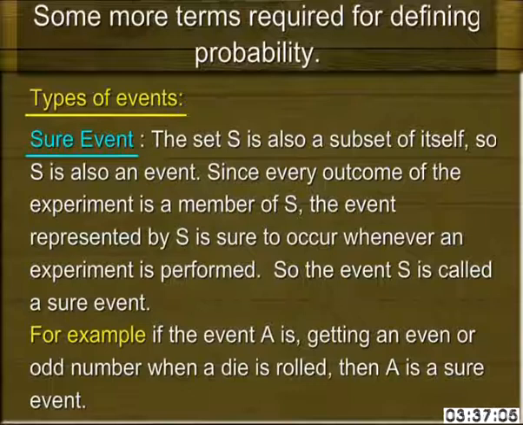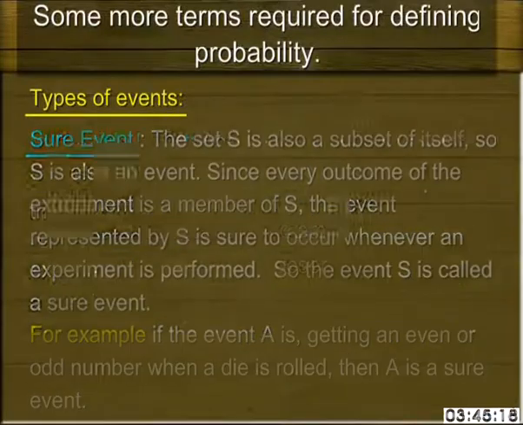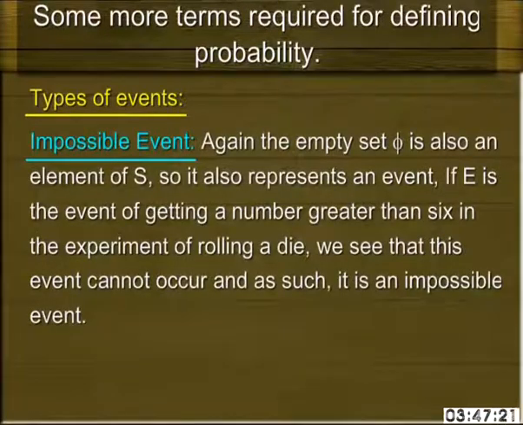For example, if the event A is getting an even or odd number when a die is rolled, then A is a sure event. Again, the empty set phi is also an element of S, so it also represents an event. If E is the event of getting a number greater than 6 in the experiment of rolling a die, we see that this event cannot occur, and as such it is an impossible event.